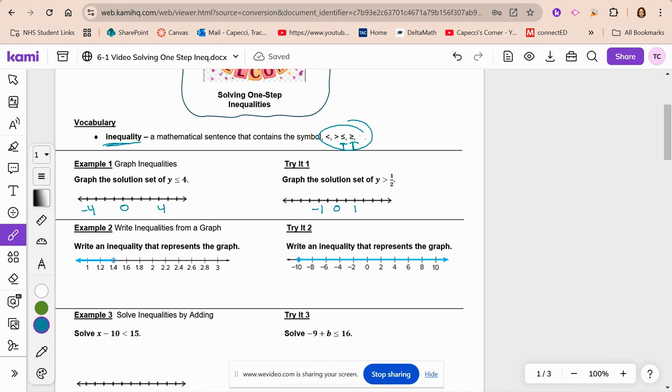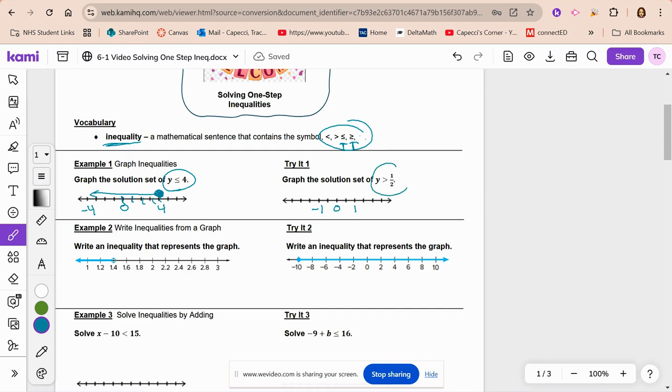So it says to graph the inequalities. Graph the solution set y is less than or equal to 4. So that's any number that is 4 or less. So if we make this 0, then we have 1, 2, 3, 4. We're going to use a closed circle because that includes the 4, and then all values to the left are less than or equal to 4.